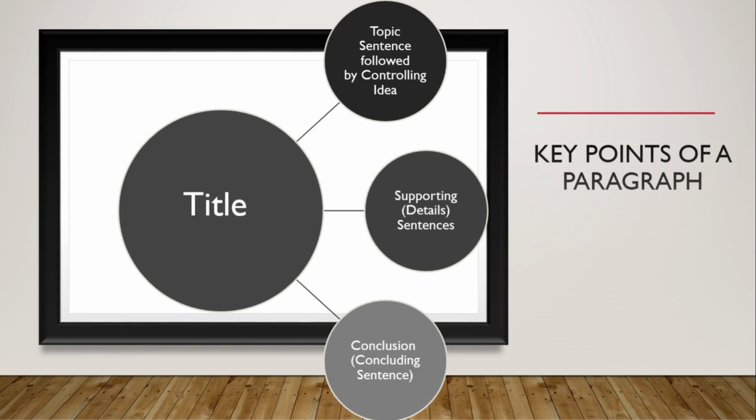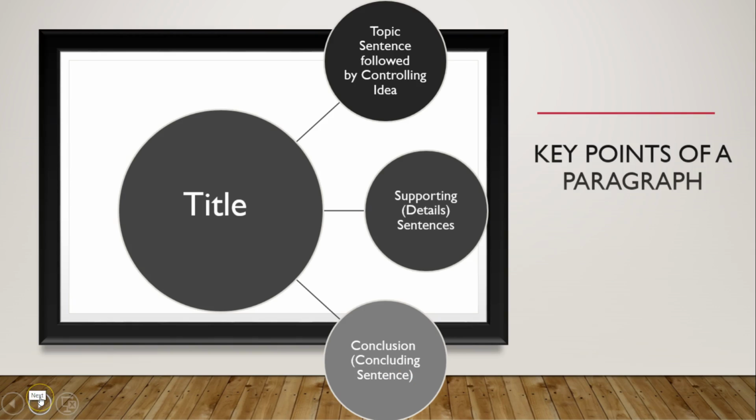Whether you write for elementary school or high school or college or work, you will always write in paragraphs, and these paragraphs are clusters of sentences that represent a main idea. Another easy way to think of a paragraph and its parts is that the topic sentence followed by the controlling idea is your beginning, supporting sentences are in the middle, and at the end you write a conclusion. So this way you have a very nice organization and structure of your paragraph.